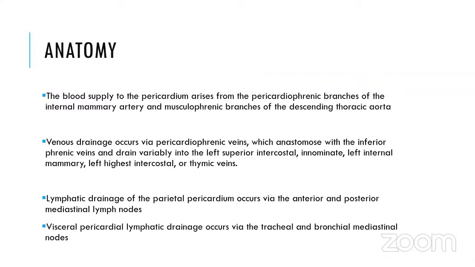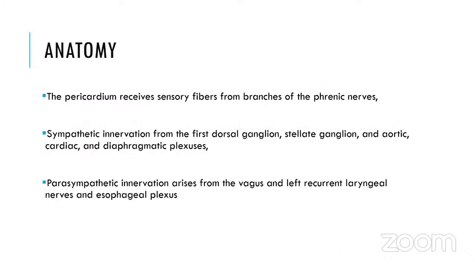The venous drainage is through the pericardiophrenic veins, which are anastomosed to the inferior phrenic veins, and they drain into several veins. Sometimes they drain into the left superior intercostal, the innominate vein, the left internal mammary, the left highest intercostal, or to the thymic veins. Regarding the lymphatic drainage, the parietal pericardium lymphatic drainage occurs via the anterior and the posterior mediastinal lymph nodes, whereas the visceral pericardial lymphatic drainage occurs via the tracheal and bronchial mediastinal nodes.